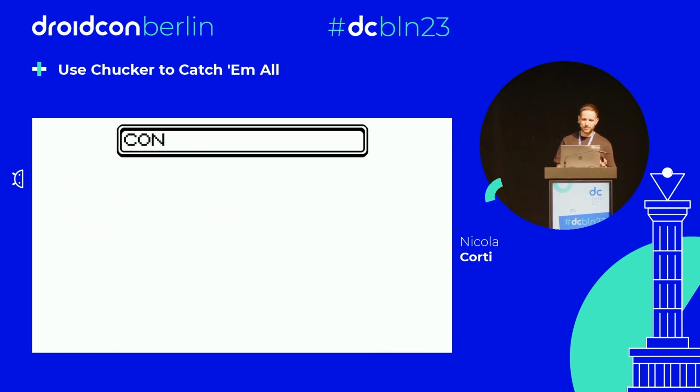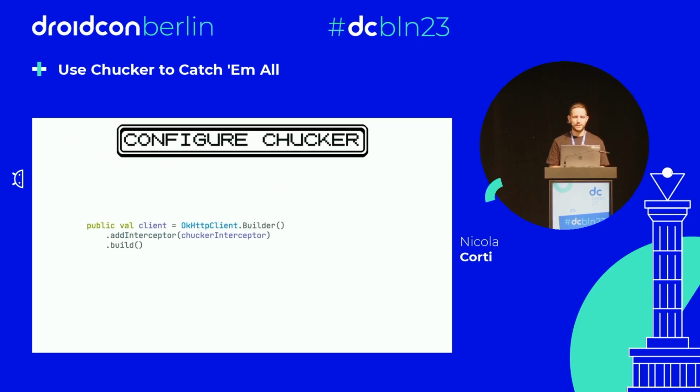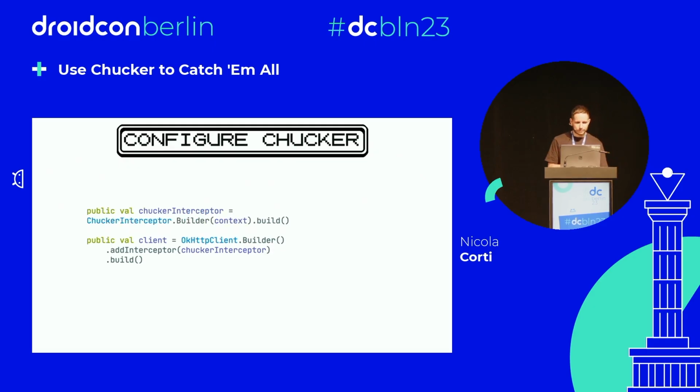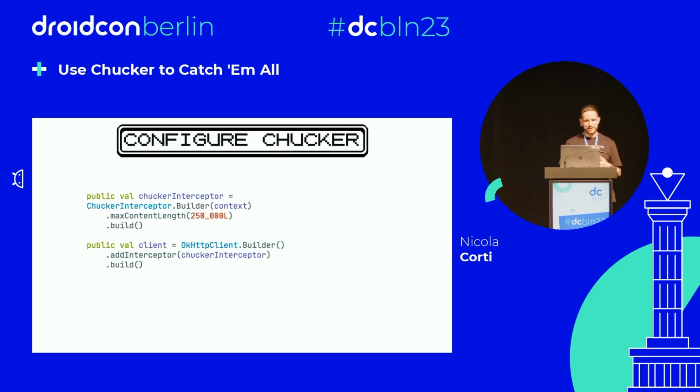How do you configure Chucker? So we offer quite a simple API. As I said before, it's an interceptor, but that interceptor can be configured a little bit. So it has a builder API, and there you can specify things like the max content length. So we offer truncation of responses. If they're too big, we're not going to read all of them. We're just going to pass over.